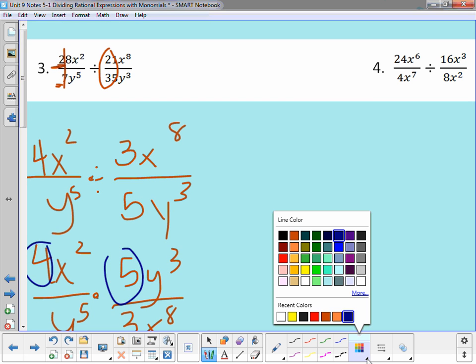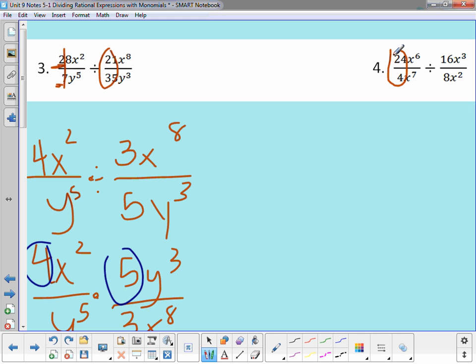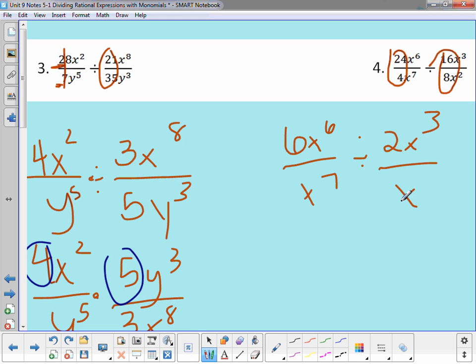All right, let's take a look at number 4. So again, I see this 24 divided by 4. So I know I can reduce that fraction. I can divide both of them by 4 and I get 6. And then I'm going to keep this as x to the 6 over x to the 7. I'm also going to reduce this. 16 divided by 8 is going to give me 2. Now, you could wait to reduce it, but if you wait, then when you multiply, you're going to have bigger numbers, and that's not fun.